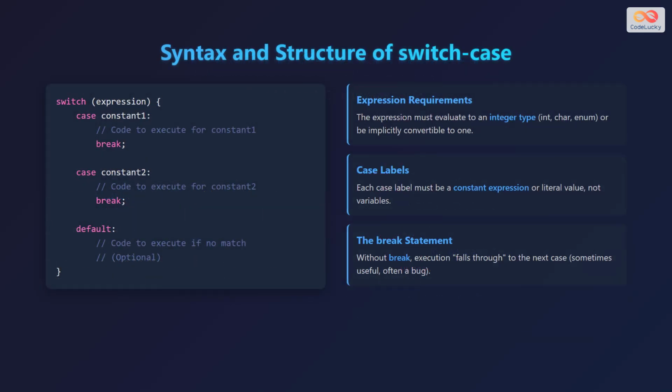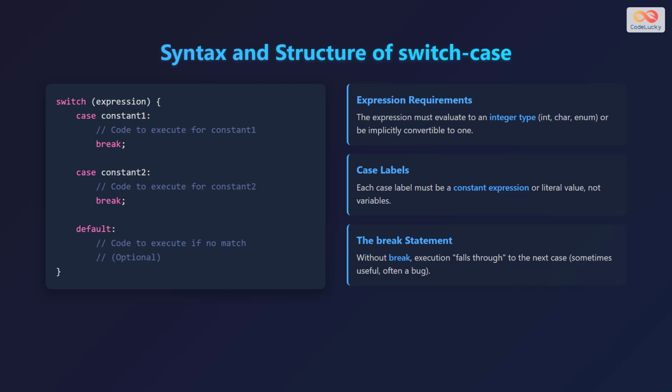Let us explore the syntax and structure of the switch case statement. The basic structure starts with the keyword switch, followed by an expression enclosed in parentheses. This expression is evaluated, and its value is compared against various case labels within the switch block. Each case label represents a specific constant value. When the value of the expression matches a case label, the code associated with that case is executed.